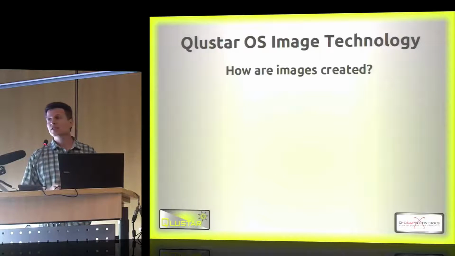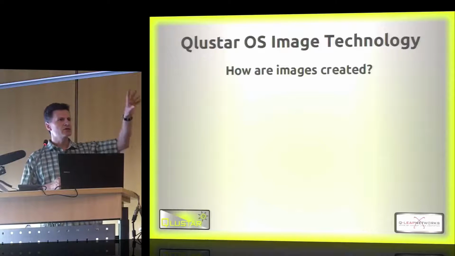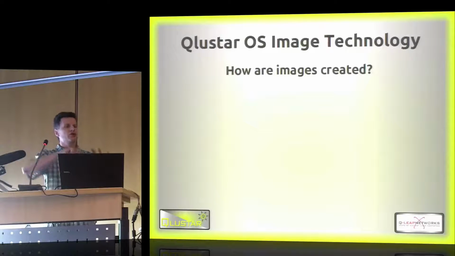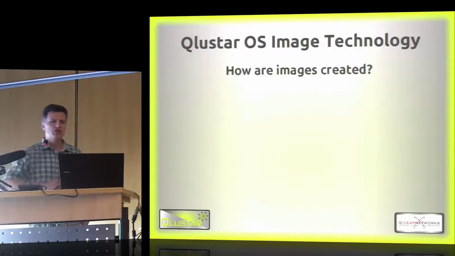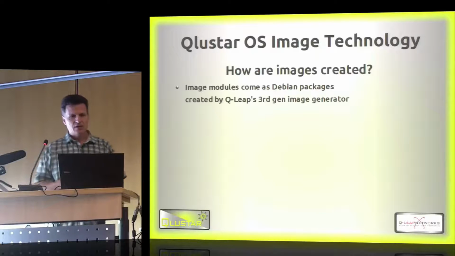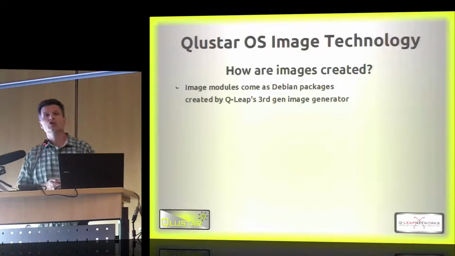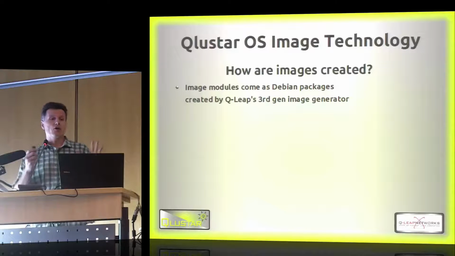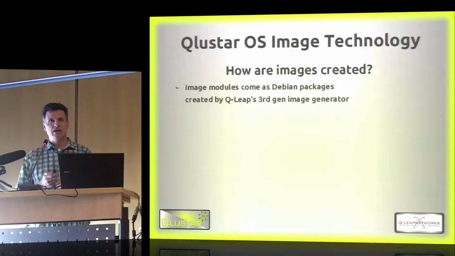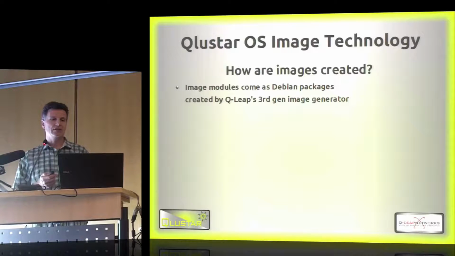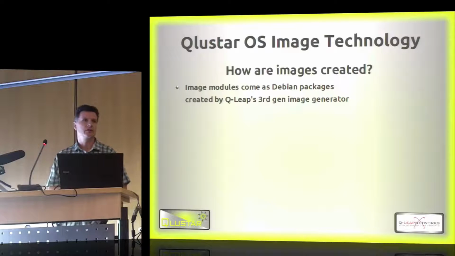Okay, let's have a look now at how these images are really created. Typically in provisioning systems, you have some kind of mechanism. You say, okay, I want this and this and this and this package, and then it just puts everything inside of the image, and that's it. In our case, our image modules are already pre-configured. They come as Debian packages, and they are actually created by our internal so-called third generation image generator.